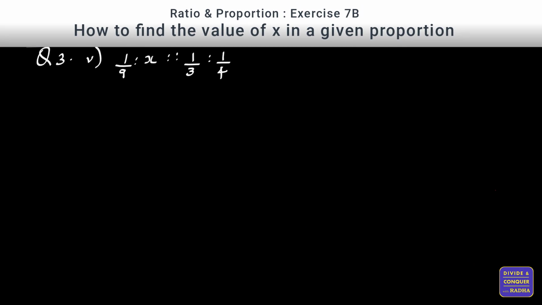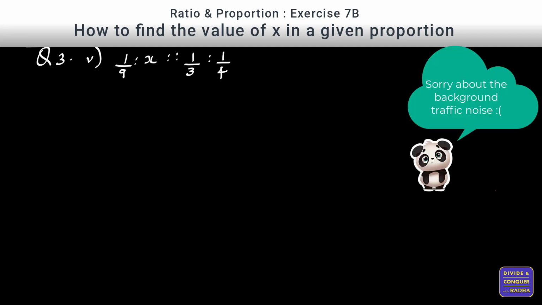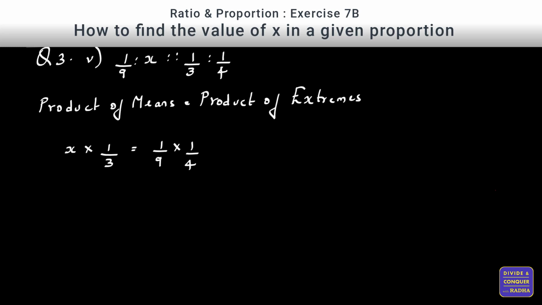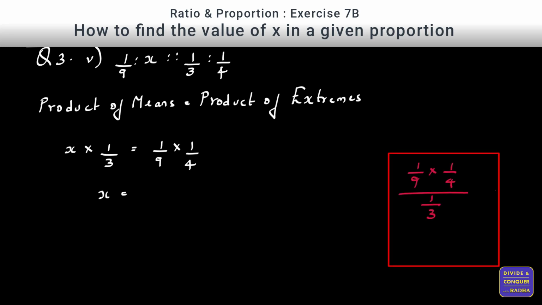Moving on to the next sum, we have 1 by 9 is to x is as 1 by 3 is to 1 by 4. We need to find the value of x given that these numbers are in proportion. Here x is in the mean position, so we are going to equate product of means with product of extremes. So we have x into 1 by 3 is equal to 1 by 9 into 1 by 4. So x is equal to 1 by 9 into 1 by 4 divided by 1 by 3. Isn't it? Multiplicative form becomes division. So the division 1 by 3, when it goes to the numerator, it becomes 3 by 1.